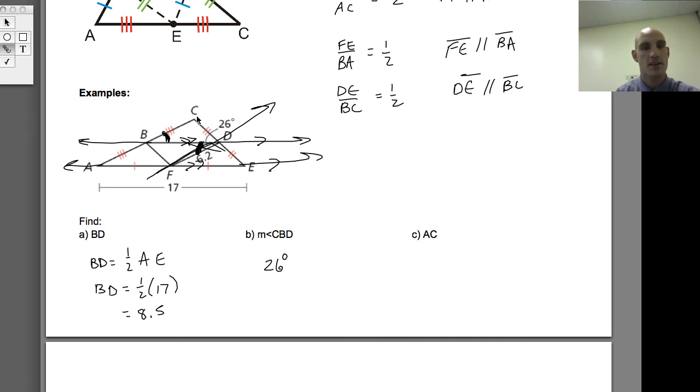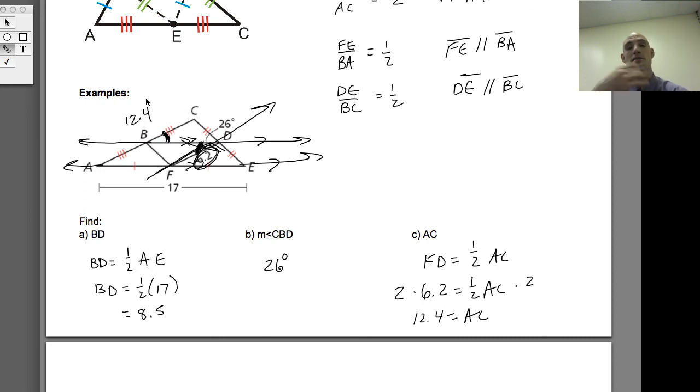AC is the long length. You'll see that FD is a midsegment, so it is 1/2 of that base of the triangle, so 1/2 of AC. So 6.2 is equal to 1/2 of AC, and I have to multiply both sides by 2. So 12.4 is equal to AC.